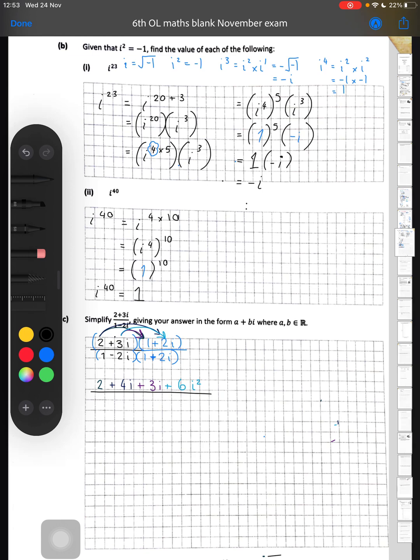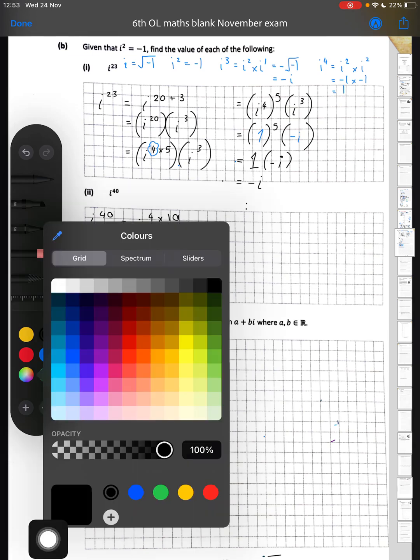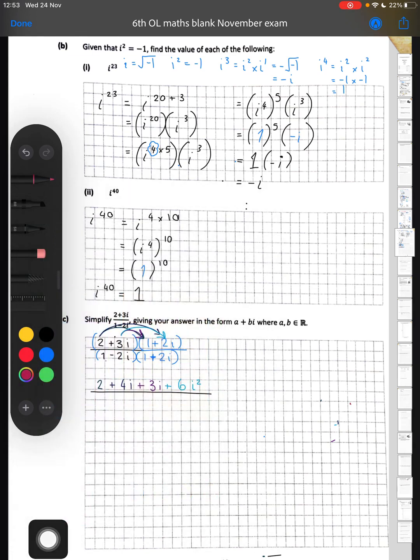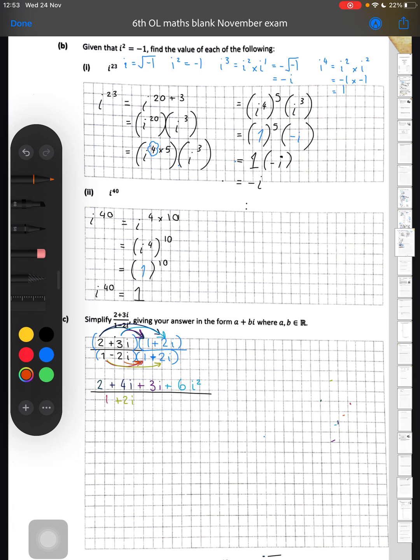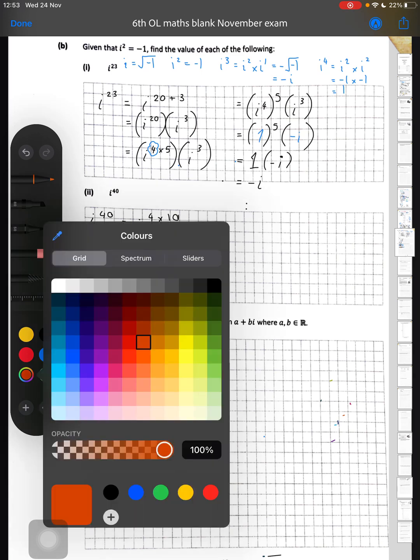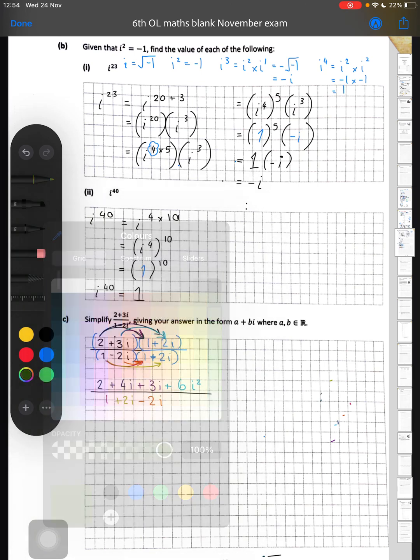Okay, and then that was all over, and I need to multiply out the bottom now. So I'll multiply 1 by 1 to get 1. Then 1 by plus 2i to get plus 2i. Then the hardest part about this is me choosing my colours. Minus 2i by plus 1 is minus 2i. And then, let's see, this green. Minus 2i by plus 2i gives me minus 4i squared.